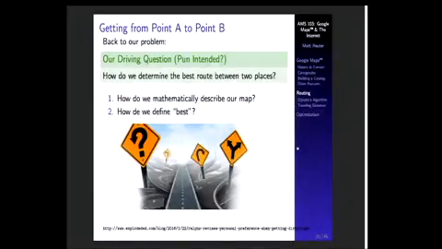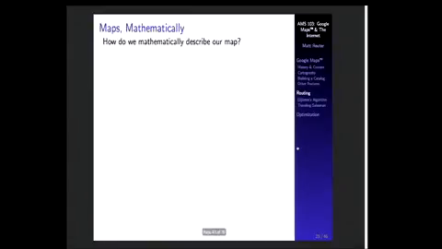One of them is, how do we mathematically describe our map? So we have now all of this geographical information. We have this map. How do we make heads or tails of it? And then once we've got that done, how do we actually define best? What do we mean when we say, what's the best route between 2 places? What determines best? Is there a unique way to do it? No, there isn't. And there can be several considerations that we might want to take into account.